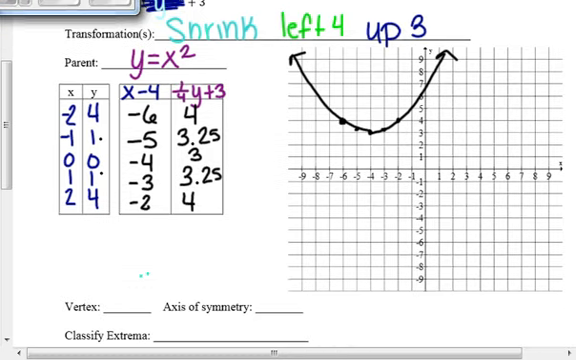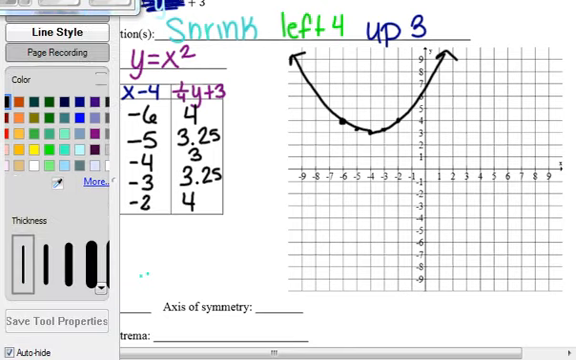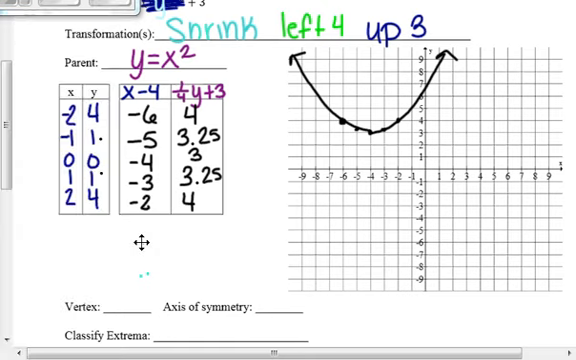Okay, so for finding the vertex, we can look at it in two different spots. One, looking at the graph, it's where it changes direction, so right here, which would be negative 4, 3.